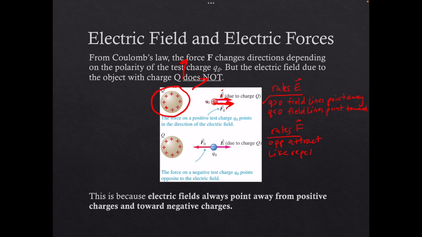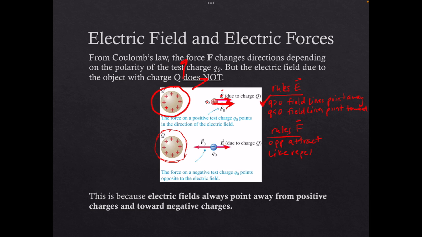Now let's look at another situation, where the charge creating the electric field is positive again, but now our test charge is negative, and we place it at the location where we know the electric field. Well, guess what? The electric field is still pointing to the right, because it's the field created by big Q, which is positive. It's going to follow this rule up here.